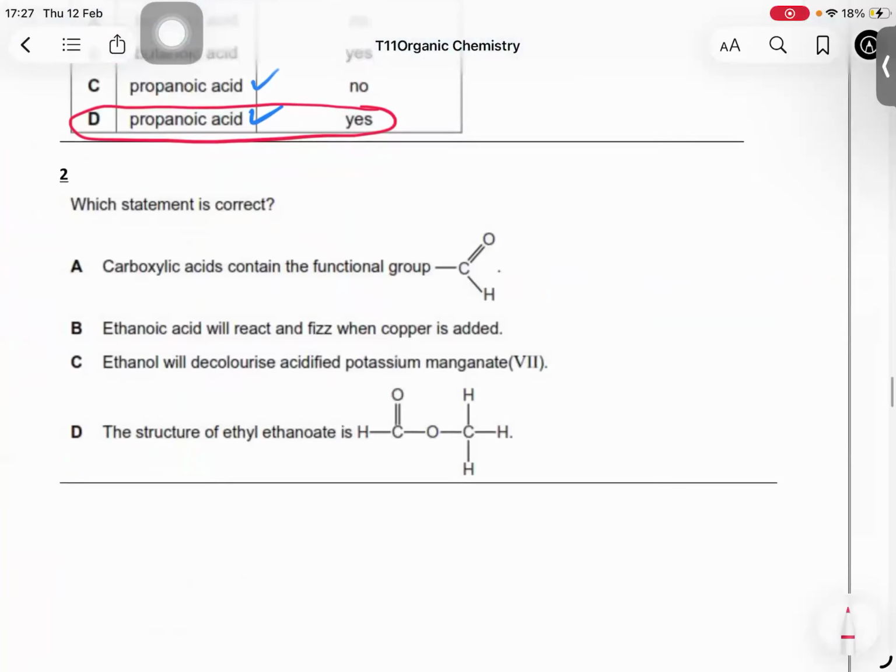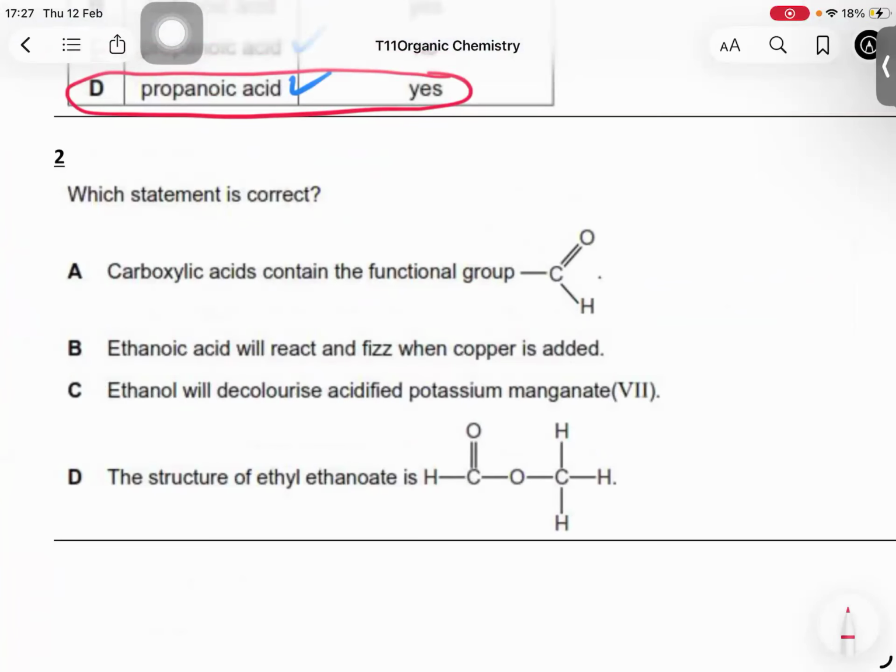Which statement is correct? Carboxylic acid contains this functional group. Is it correct? That's wrong because it should have been like this. What about ethanoic acid will react and fizz with copper added? No, I told you the copper, silver, gold, platinum. These are the metals. If you don't have it written in the notes, please write it down. Go into the notes, please. Reaction of carboxylic acid with metals, you have to write copper, silver, gold, platinum, and mercury.